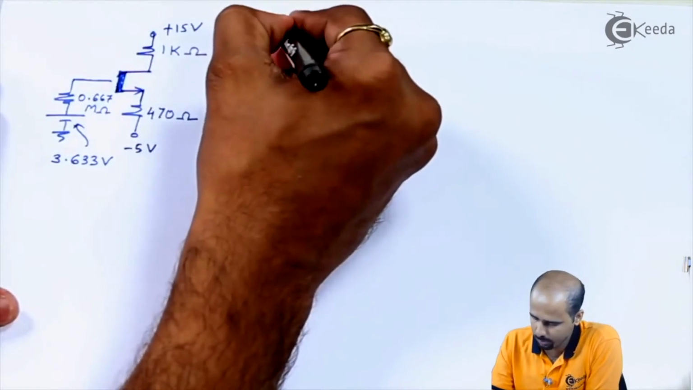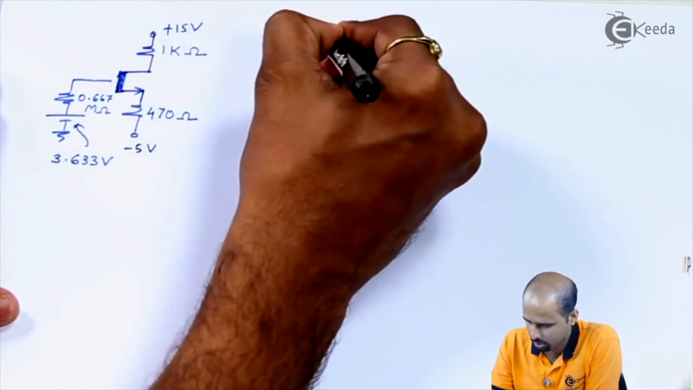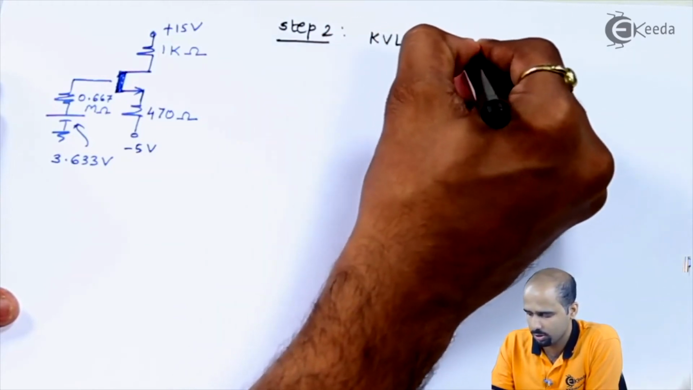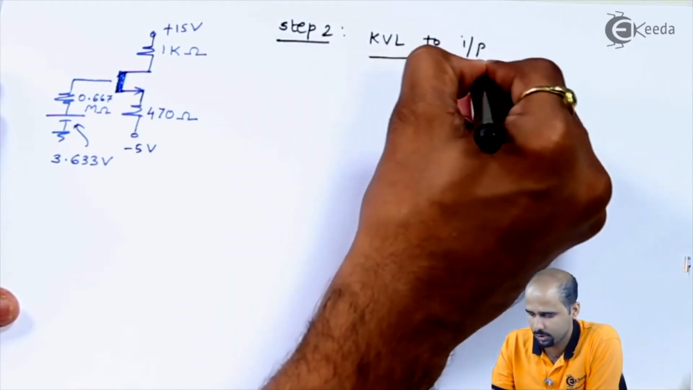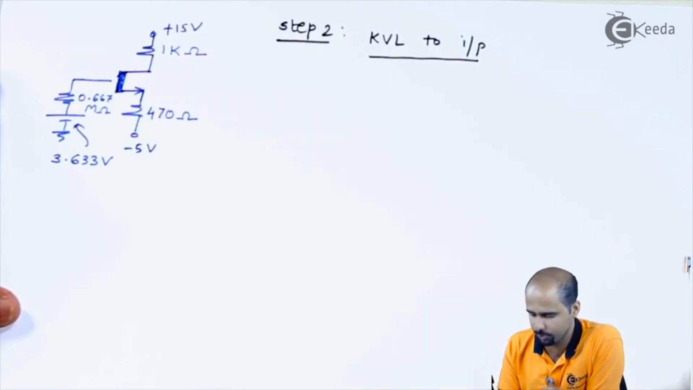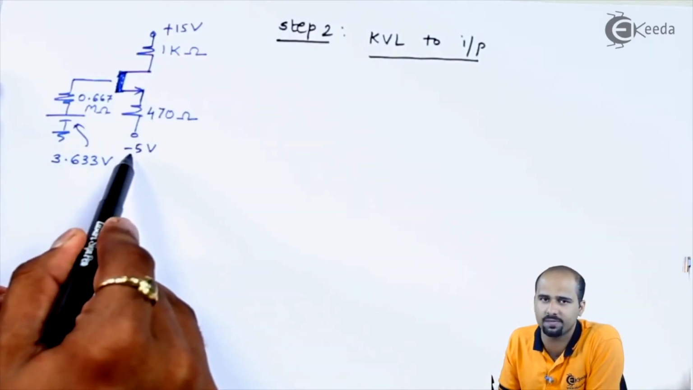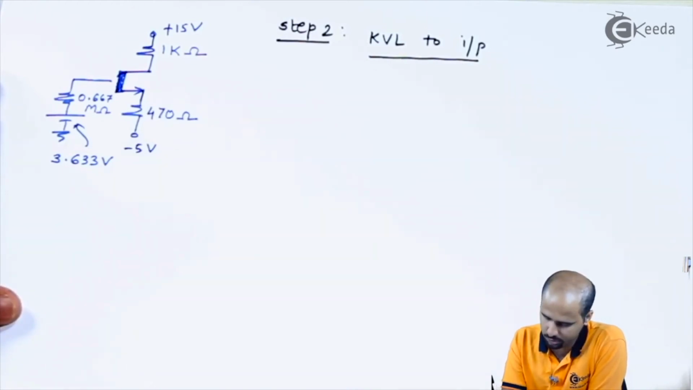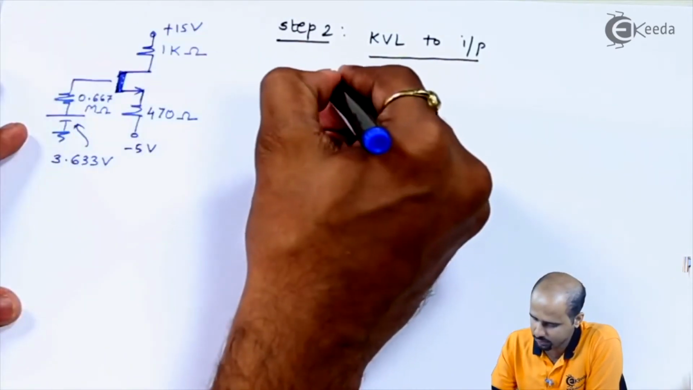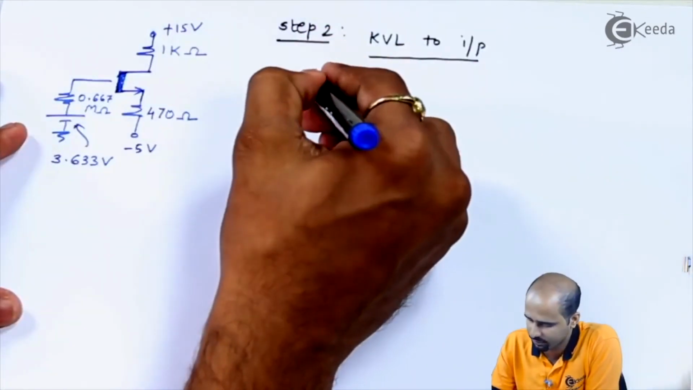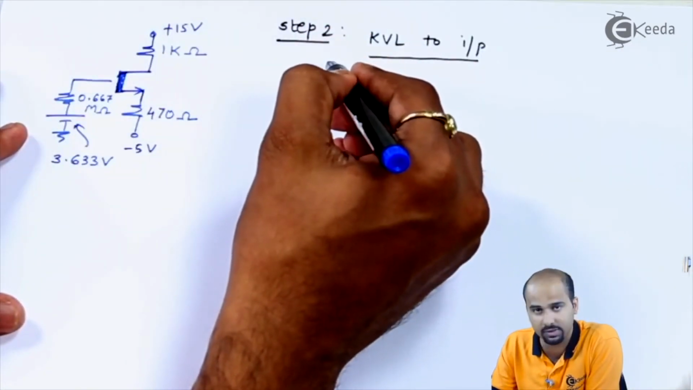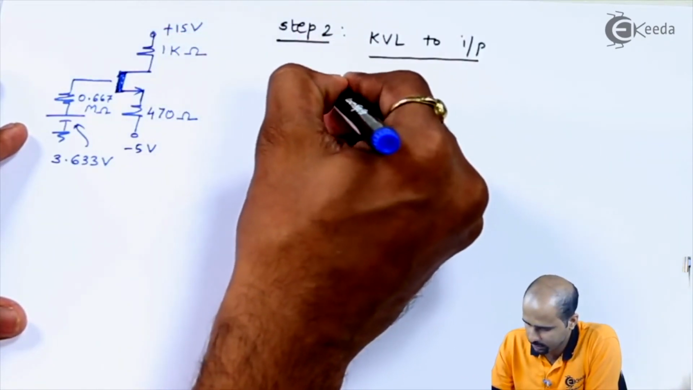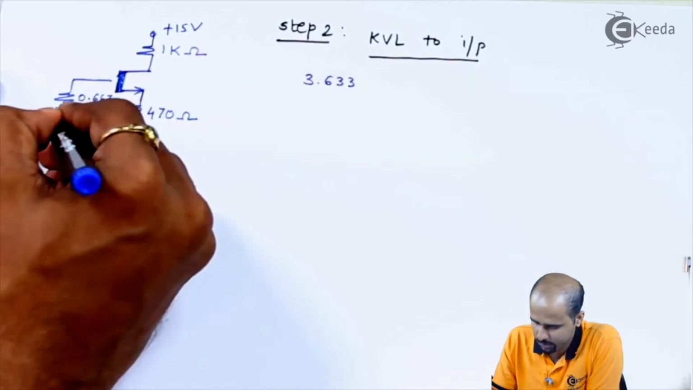So step number 2 is KVL to input side. Whenever we are dealing with the KVL to input side, don't forget to write minus 5 volt into your equation. Okay, so let's proceed further for the equation. So this is your VTH. We will write the first complete equation and then we'll get to know how we get the relation between VGS and ID. Okay, so here we will write 3.633 because it is positive, this is negative.